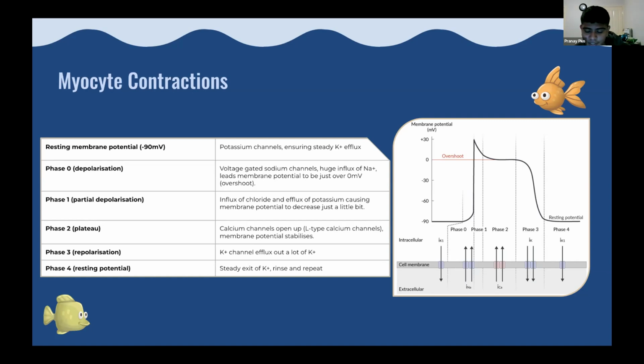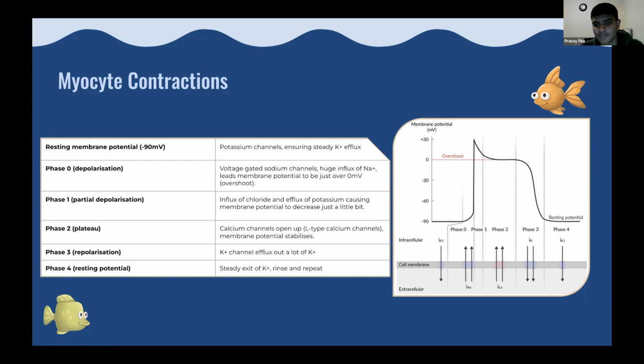So resting membrane potential is -90, and then you've got potassium channels that are opening, ensuring a steady efflux, but that's not too important. The rapid depolarization occurs because you've got voltage-gated sodium channels, which cause a huge influx of sodium, and that causes the membrane potential to rise from -90 all the way to +30. So it's an overshoot, right? Because for the action potential to be fired, it needs to be 0, but it's gone all the way to +30. So you've got the rapid influx of sodium, and then phase 1.